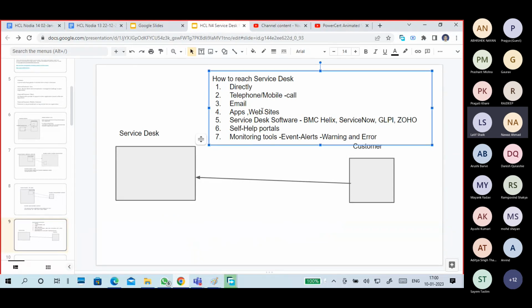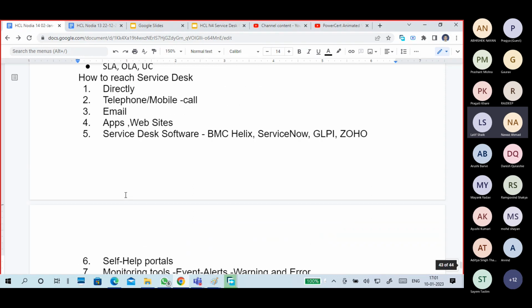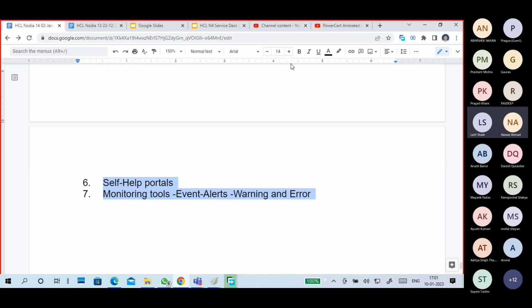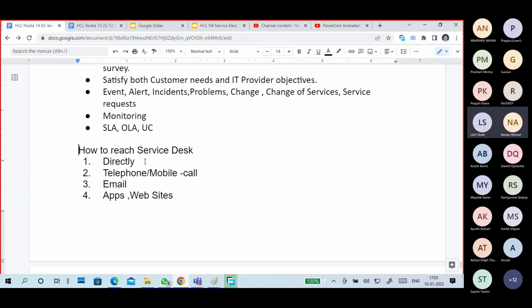So this is how to reach the service desk. You can reach it directly or by telephone. You can call your service desk or you can send mails to the service desk. There are different channels to reach the service desk, depending upon your service desk and service provider.